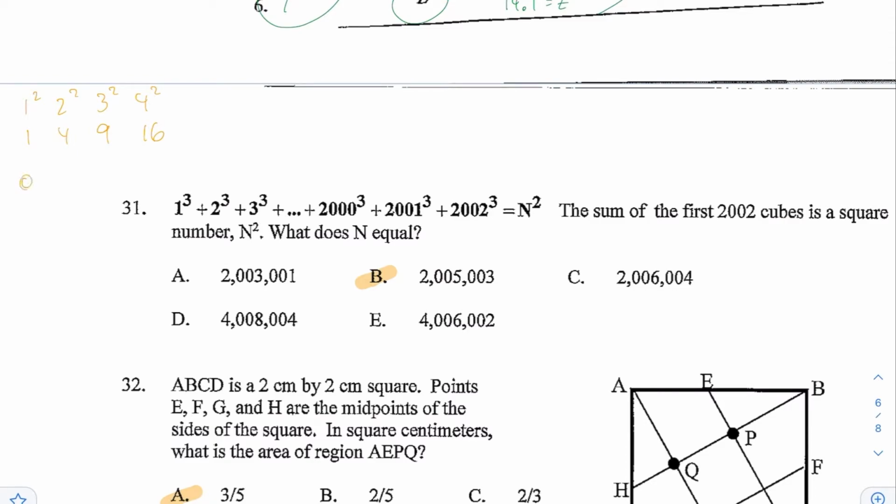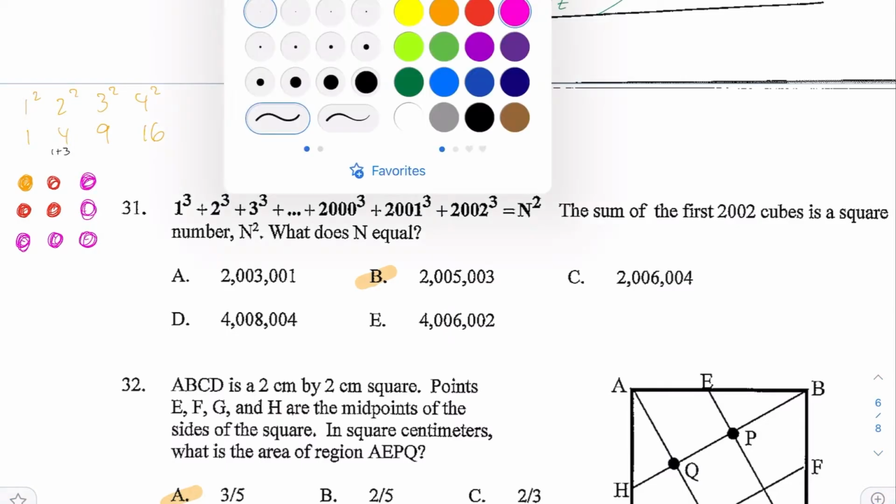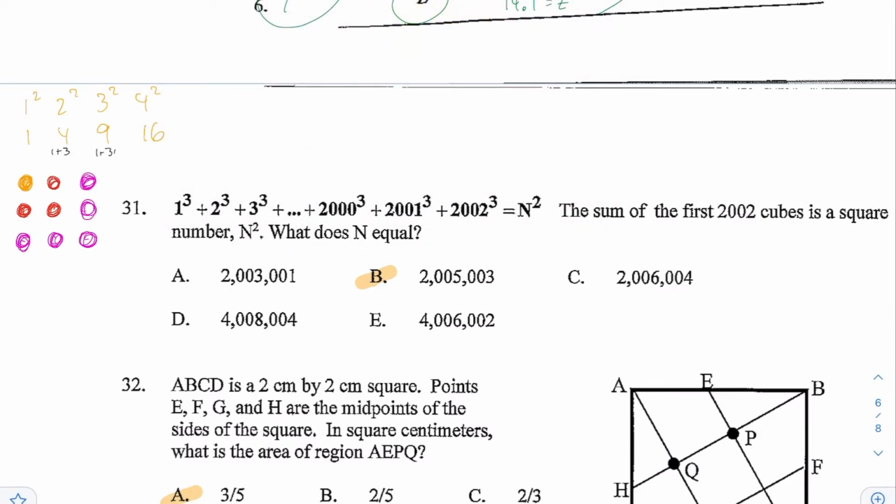So for the first dot here, that's 1 squared. And when you get to 2 squared, or 4, you make a 2 by 2 square. So you have to add 1 plus 3. And then when you get to the third number, 3 squared, which is 9, you have to add 5 more dots. So that's going to be 1 plus 3 plus 5, because here this is 5. And then next up, for 16 or 4 squared, you have to add 7 more dots.